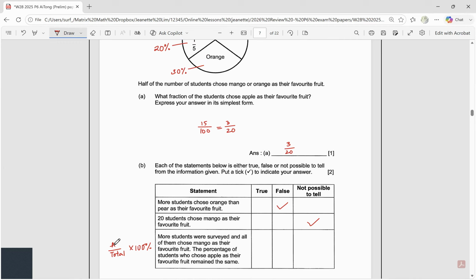So if the number of students who chose apple doesn't change, but your total changes, right? Because they said more students were surveyed. If your total goes up, then the value of this fraction will actually decrease. Right? If your denominator increases, then the value of the fraction actually decreases. It becomes smaller. So the percentage of students who chose apple will actually decrease. So that is false. It will decrease, not remain the same.